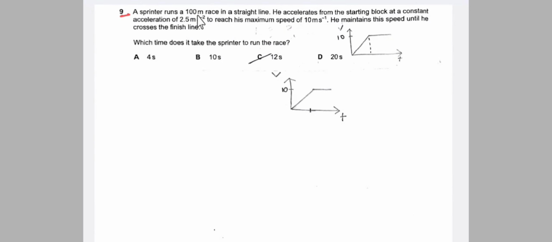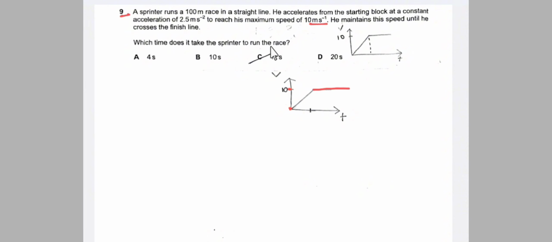Question number 9. A sprinter runs a 100-meter race in a straight line. He accelerates from the starting block at a constant acceleration of 2.5 meters per second squared to reach a maximum speed of 10 meters per second. So he starts from rest and has a constant acceleration of 2.5 meters per second squared. If you draw the velocity-time graph, the gradient is acceleration, so the gradient is constant until it reaches a maximum speed of 10 meters per second. Then he maintains the speed until he crosses the finishing line.